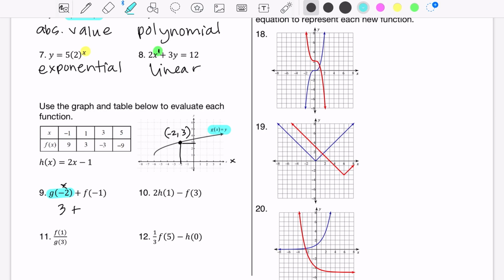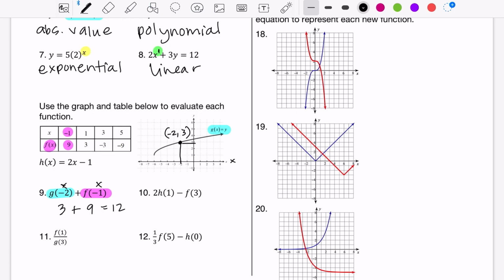and then we're going to add that to our next function, which is the f function, and it's f of -1. Again, knowing that the x value is -1, we go to the f function, and -1 will give us an output of 9, so that equals 12.